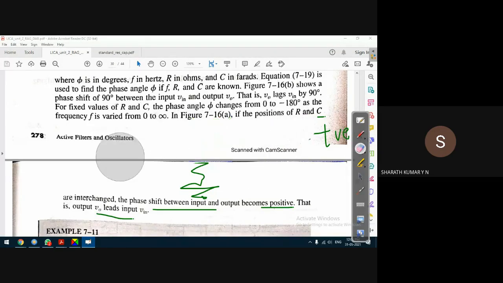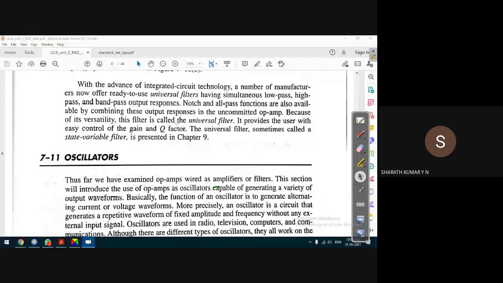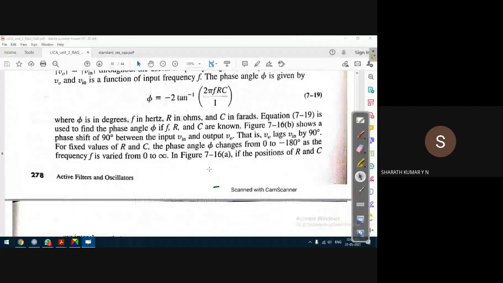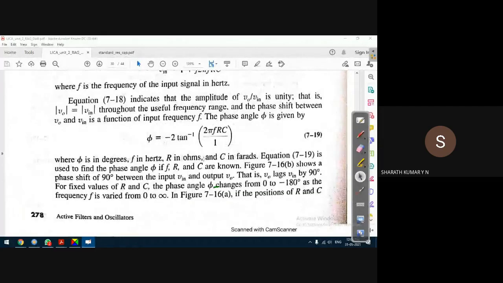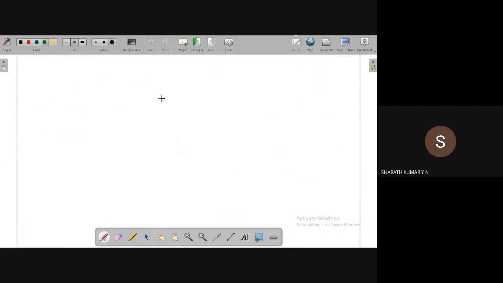That's fine. Okay, in this case, one point we have to look into before we go to the design. Okay, fine. That we'll look into. Because in this case, there is one statement: throughout the useful frequency range. What is the meaning of useful frequency range? Because the thing is, we know that an op-amp has a maximum frequency of operation, a maximum frequency of operating range.